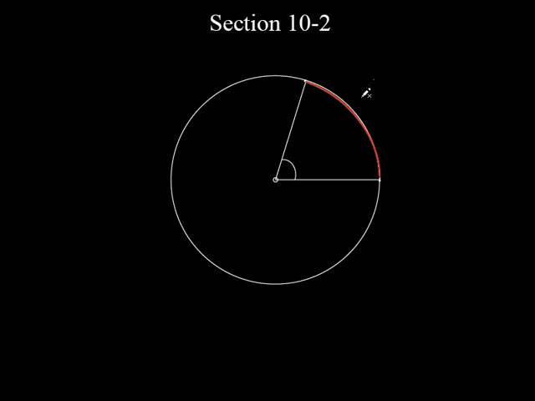We call this thing right here, this part of the circle, a section of the circle. It's not the whole circle, right? It's not half a circle. It's just a section of the whole circle. We call that an arc.